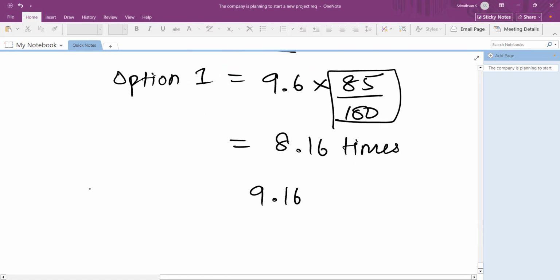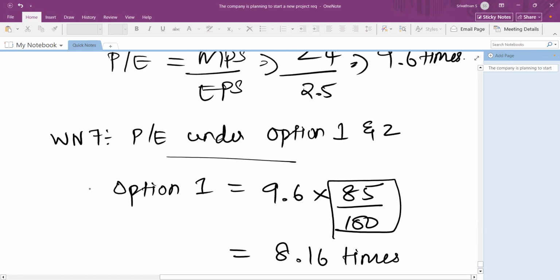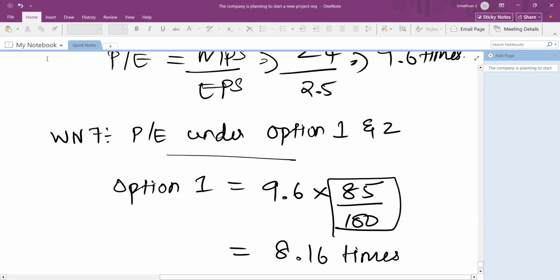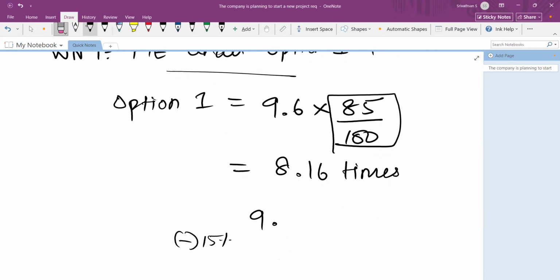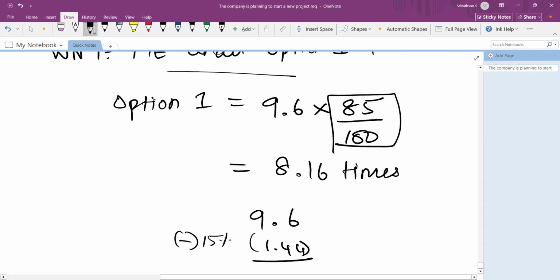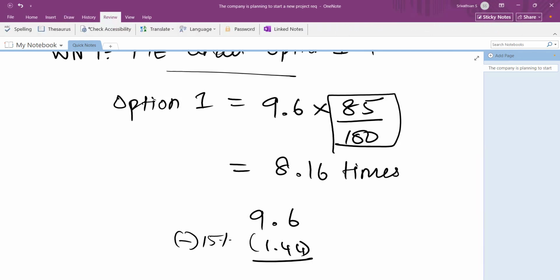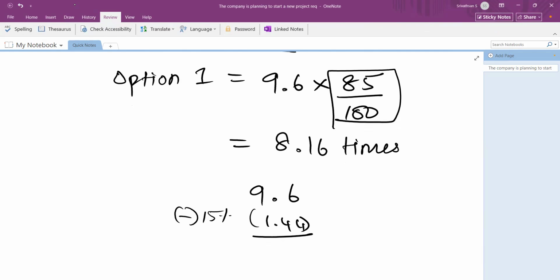So 9.6 is the existing P/E ratio. From this, it is going to reduce by 15%. So what is 15% of 9.6? So the existing P/E ratio is 9.6, and it is going to reduce by 15%. So 9.6 into 15%, how much do we get? It is 1.44, right? So if you subtract 1.44 from 9.6, we will get 8.16. So instead of doing it like this, I just multiplied it by 85 by 100. Still, we will get the same answer.